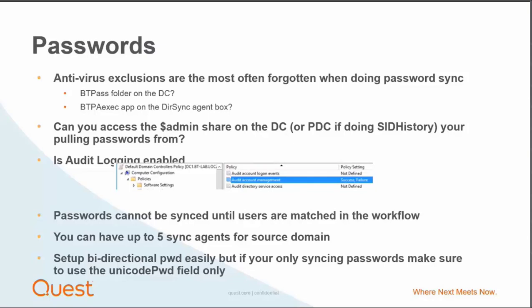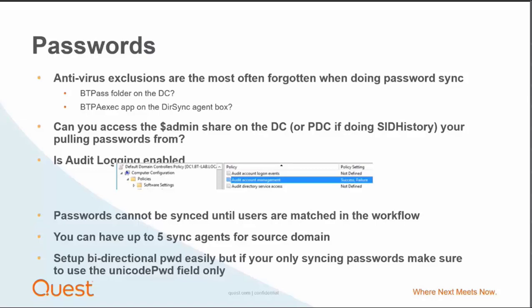Another thing that's really important to understand is having access to the $admin share on the DC that we're pulling the passwords from, or PBC if we're going to do SID history synchronization. Can you go into the machine that's running the DirSync agent and go to that $admin share on the DC that we've selected and connect in and see the contents, right? Again, audit logging, all of the things that are covered in the requirements doc, but are so critical to make sure that they're in place, because again, it won't work.